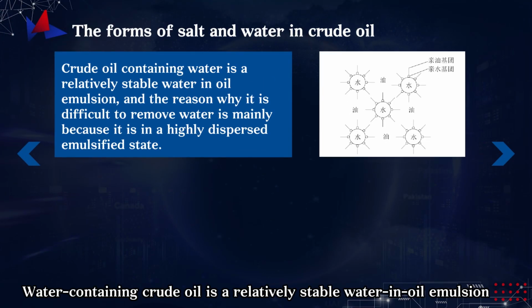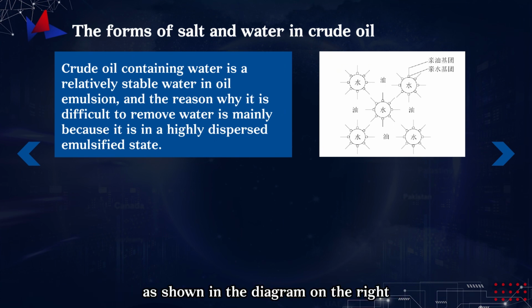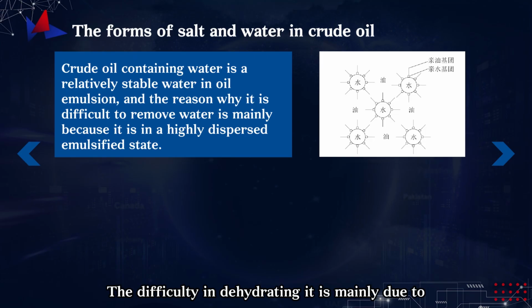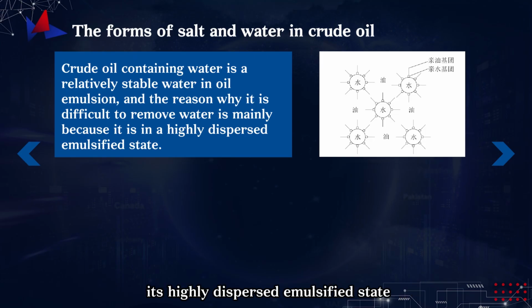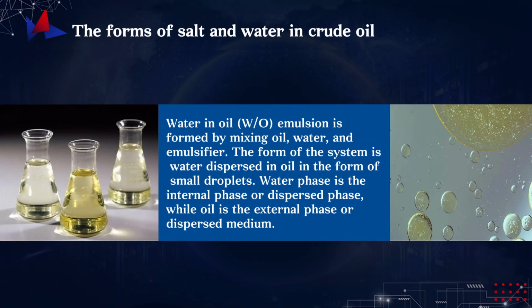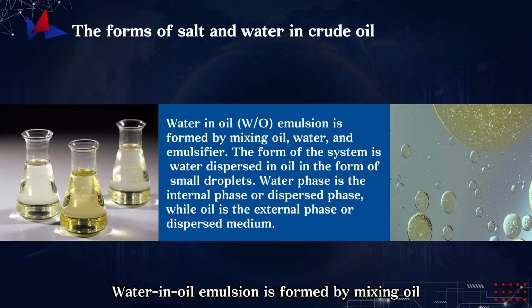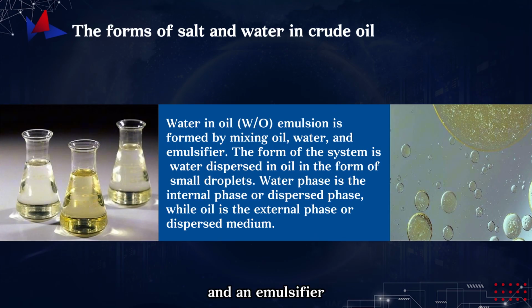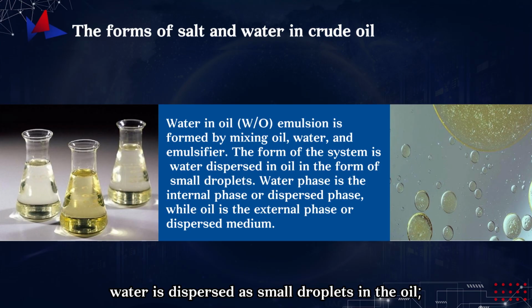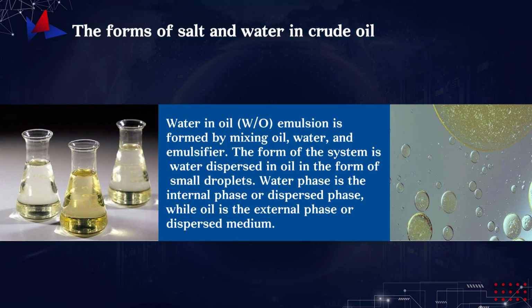Water containing crude oil is a relatively stable water and oil emulsion, as shown in the diagram on the right. The difficulty in dehydrating it is mainly due to its highly dispersed emulsified state. Water and oil emulsion is formed by mixing oil, water, and an emulsifier. In this system, water is dispersed as small droplets in the oil. The water phase is the internal or dispersed phase, and the oil is the external or continuous phase.